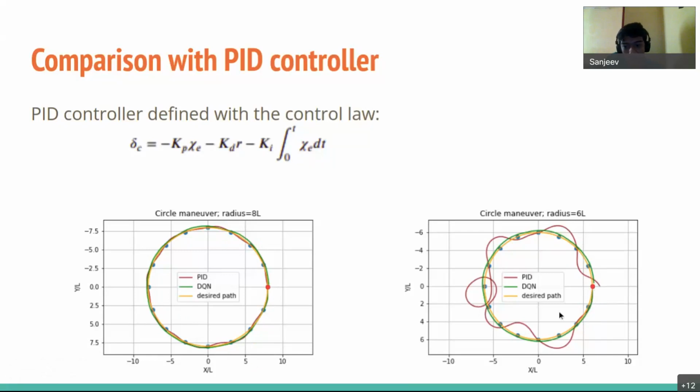How was the PID tuned for the circle? Yeah, we did it with Ashwin's help. We took the circle as the baseline. We just tuned the gains until we were satisfied with the path it followed on this circle, for this radius of 8 ship lengths. At any position, you are taking the distance along the normal to the circle, between your current position and the circle point.